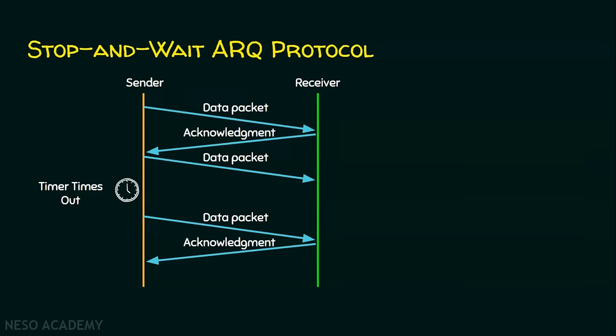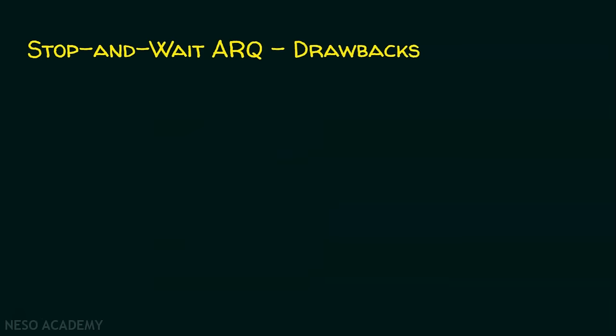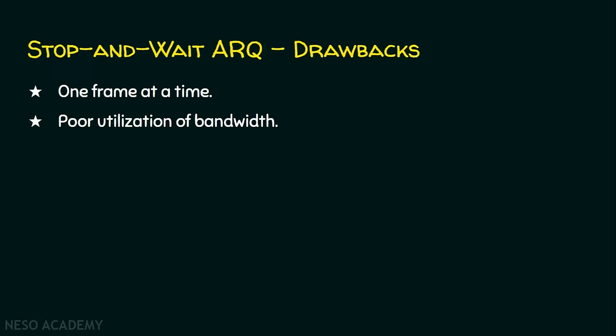Now, when we see the scenario, we have a lot of drawbacks with the stop and wait ARQ protocol. Let's see what the drawbacks are. The main drawback of stop and wait protocol is sending one frame at a time. Because if we have a very high bandwidth, and that bandwidth can handle 1000 data packets, but this protocol is sending only one data packet at a time, we are not properly utilizing the entire bandwidth. So the second drawback is the poor utilization of bandwidth. And the third is the poor performance. If the bandwidth is not fully utilized, obviously it leads to poor performance of the protocol. And these are the drawbacks of stop and wait ARQ protocol.